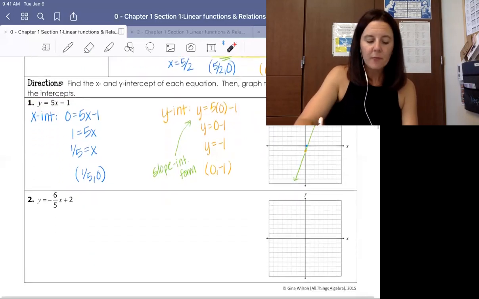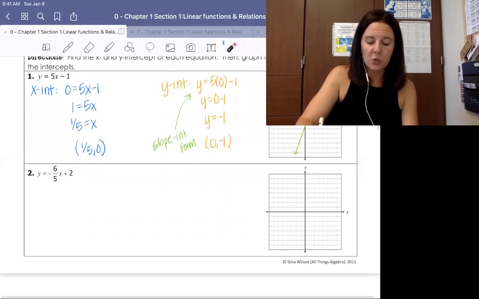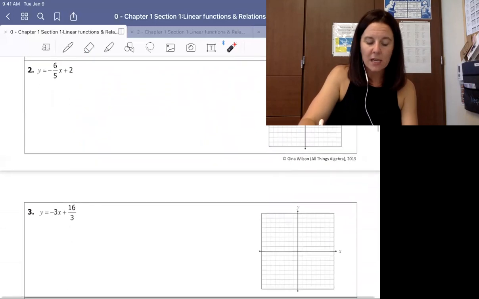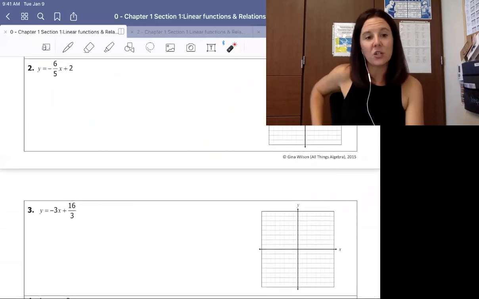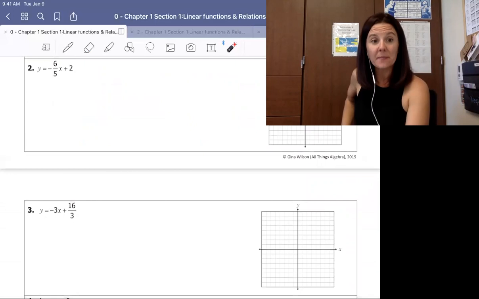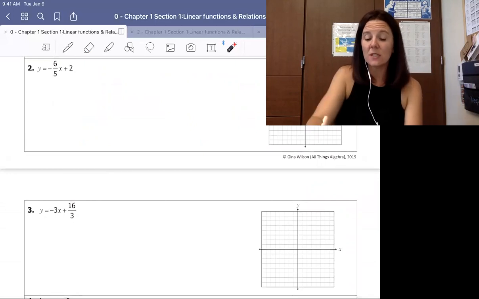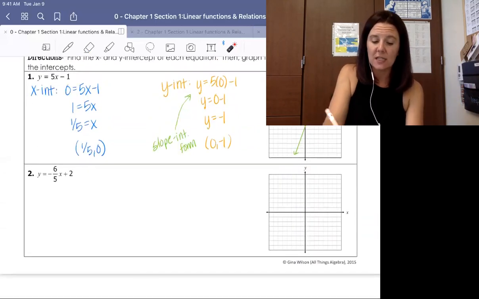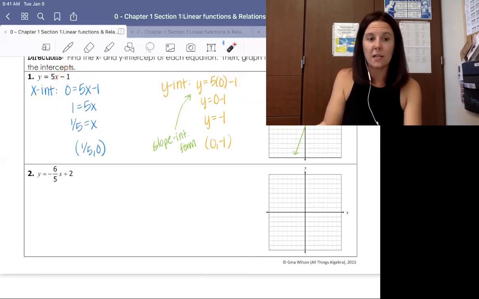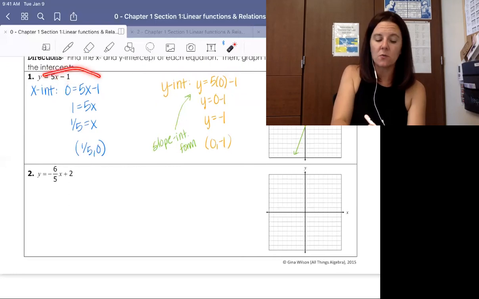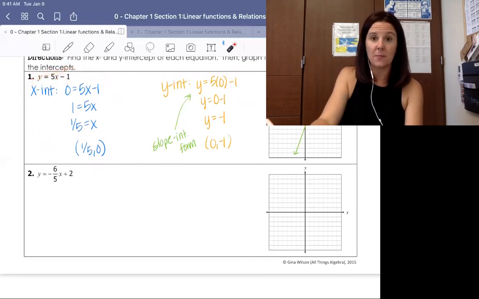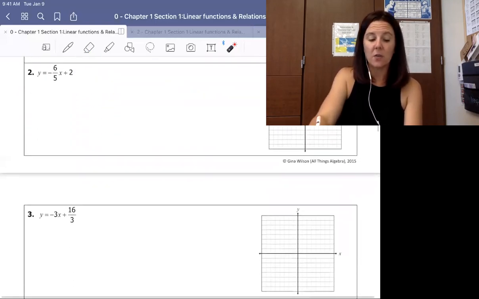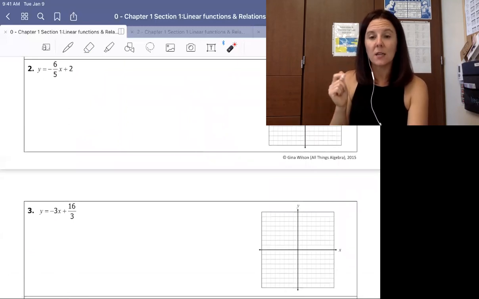Okay, now I'll give you a hint here. Number 2 and number 3 both have equations in slope-intercept form. So you can use this trick of just looking at what that b value is to get the y-intercept, but you'll have to go through this process to get the x-intercept, okay? So pause the video, do numbers 2 and 3, and then come back and we will check your work.